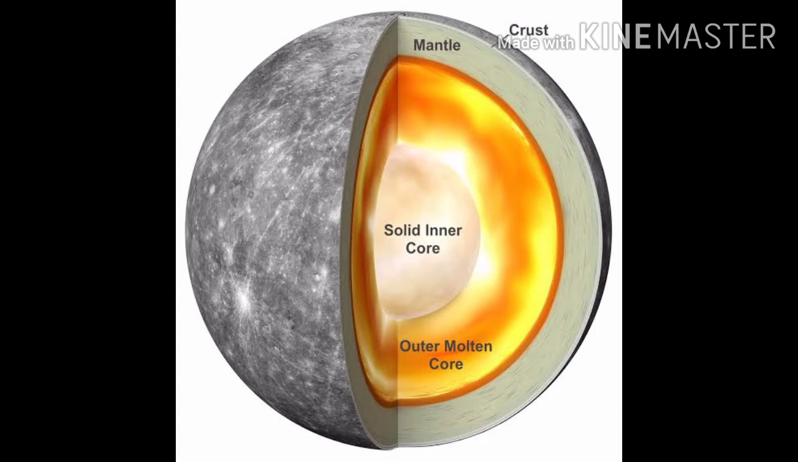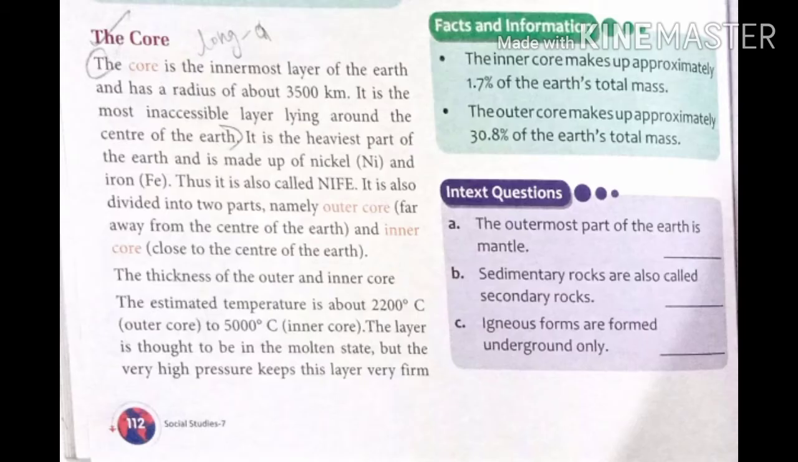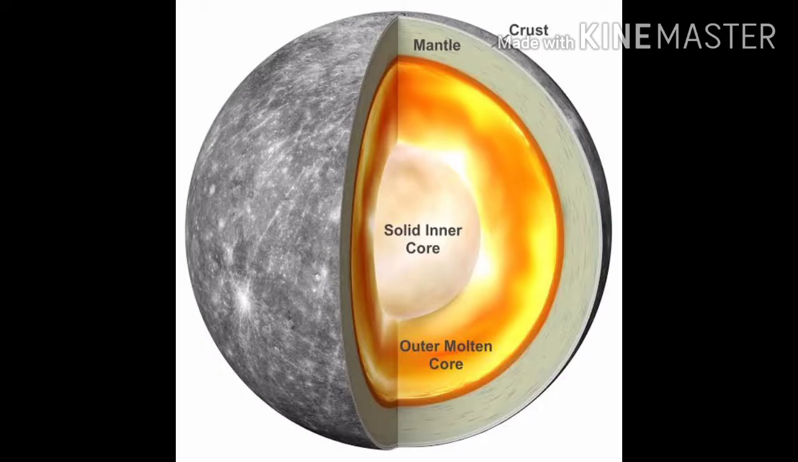It is also divided into two parts, namely outer core and inner core. The outer core is far away from the center of the earth and the inner core is close to the center of the earth. You can see the image of this also. The thickness of the outer and inner core.